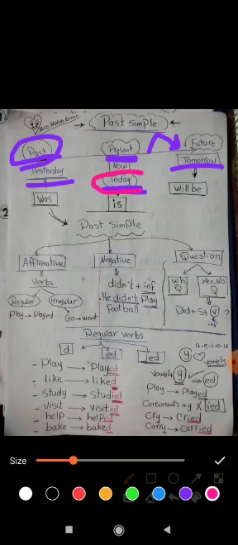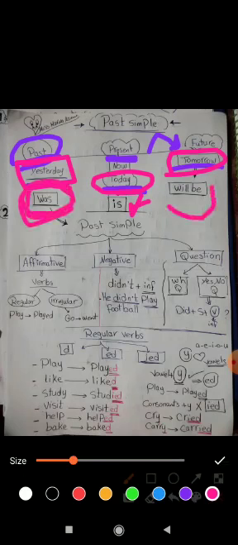Present here means today. Past here means yesterday. Future here, tomorrow. So we have today, yesterday, tomorrow. Today here means is. Today is. Yesterday was. Tomorrow will be. Again, today is, yesterday was, tomorrow will be. But again, say after me: today is, yesterday was, tomorrow will be.